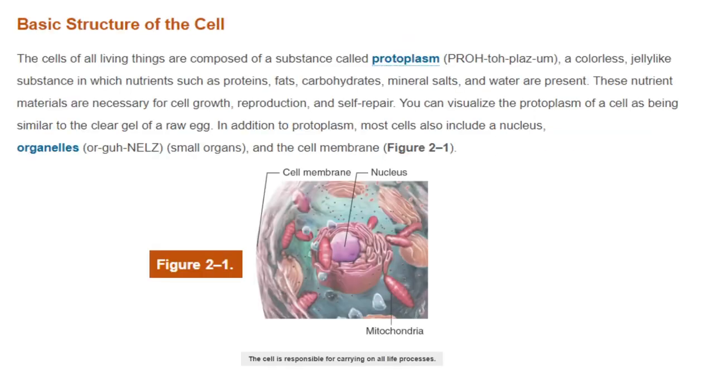Basic structure of the cell. The cells of all living things are composed of a substance called protoplasm, a colorless, jelly-like substance in which nutrients such as proteins, fats, carbohydrates, mineral salts, and water are present. These nutrient materials are necessary for cell growth, reproduction, and self-repair. You can visualize the protoplasm of a cell as being similar to the clear gel of a raw egg. In addition to protoplasm, most cells also include a nucleus, organelles, small organs, and the cell membrane, Figure 2.1.